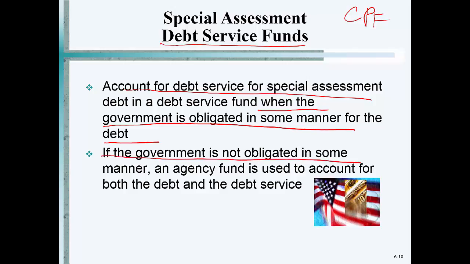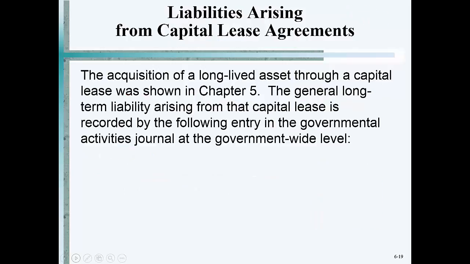So if the government is not obligated in some manner, we account for that in what? The agency fund. Agency fund is the A in Pappy. That is one of our fiduciary funds where the government is doing what? Holding money on somebody else's behalf, aren't they? Okay, so where the government is potentially liable, special assessment gets accounted for in the debt service fund. Where the government is not potentially liable, it gets accounted for in the agency fund. That's all you need to know about special assessments, and the nature of what they are. They're directly on the property holders who benefit from that.